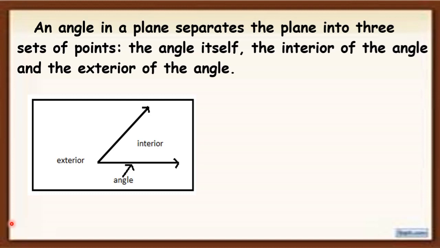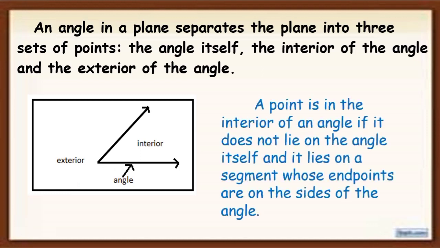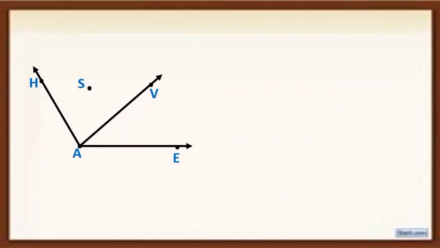Okay? So, remember that, ha? Interior points are points that can be found in this part, and the exterior points are the points found in this part. So, a point is in the interior of an angle if it does not lie on the angle itself, and it lies on a segment whose endpoints are on the sides of the angle. So, yun yung dapat nyong tandaan. Now, let's proceed with this figure.